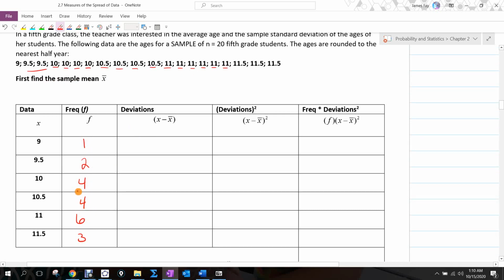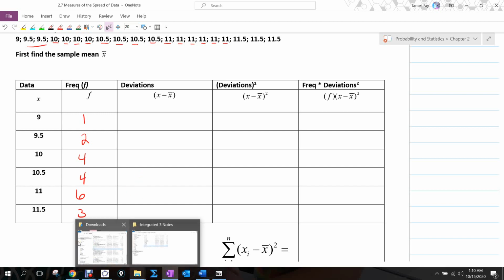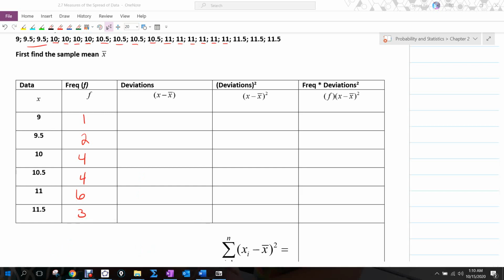The next thing I need to know is the mean here. I'm just going to type this into Excel so that when we're done, we can check to see if what we've done matches up to what Excel generates.